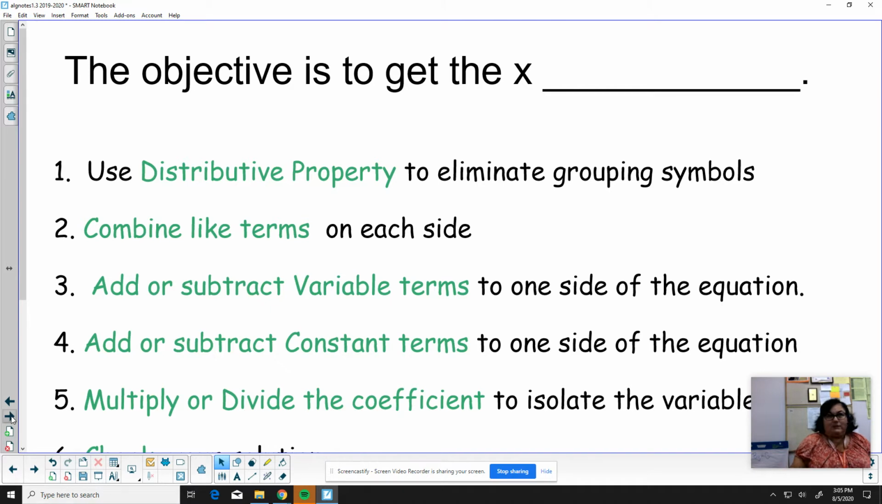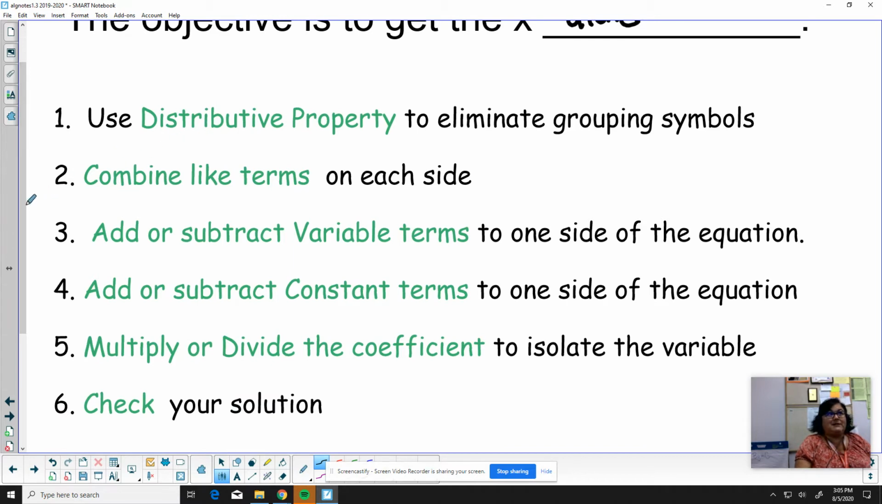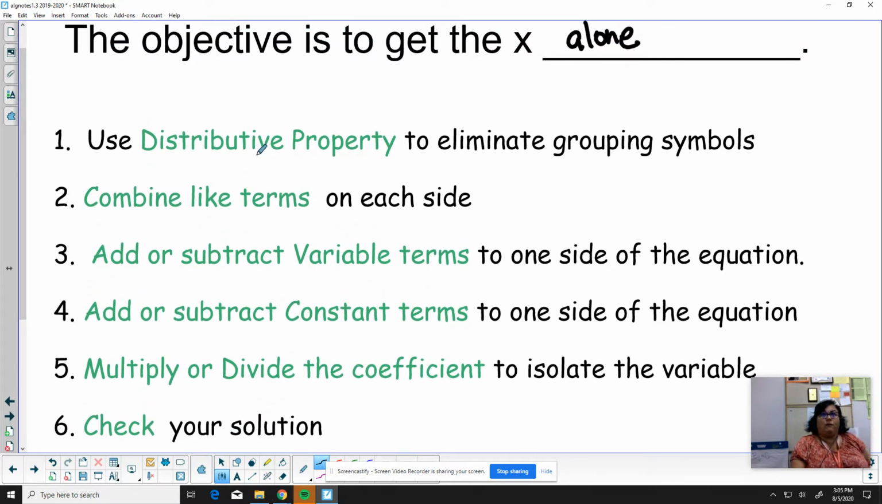All right, the objective is always when you're solving equations to get the x all by itself. Okay, so I want to get the x alone on one side, whether it's in the front or the back, doesn't matter, just has to be by itself. So if you would like to push pause and write these steps down, these are the steps we will be taking to solve these equations that have variables on both sides.